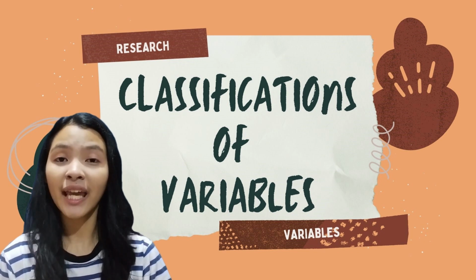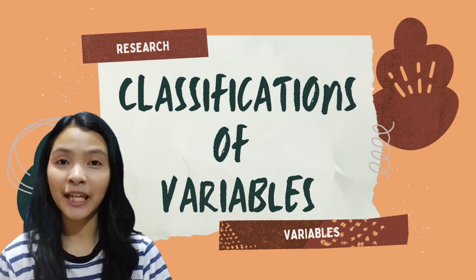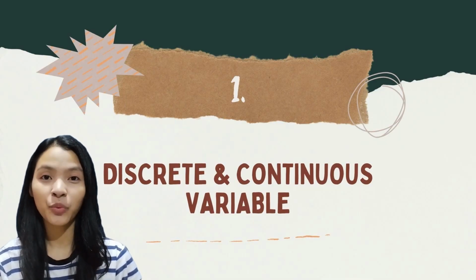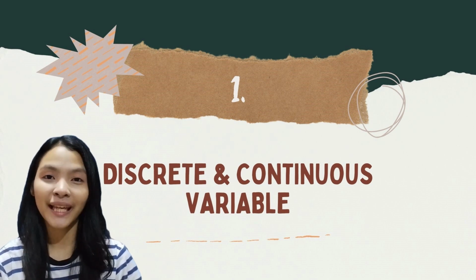Examples of these are age, gender, civil status, educational attainment, and many more. I know that we are all familiar with some of the variables, such as the independent and dependent. But they are not the only classifications of variables. There are more that are also needed to be studied further. The first ones are the discrete and continuous variable. These two are easy to understand and not complicated.